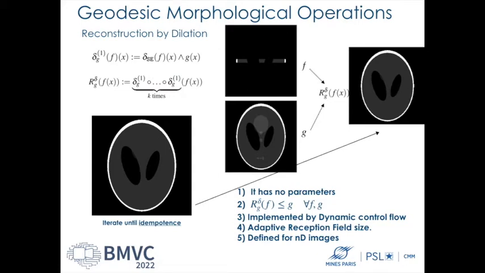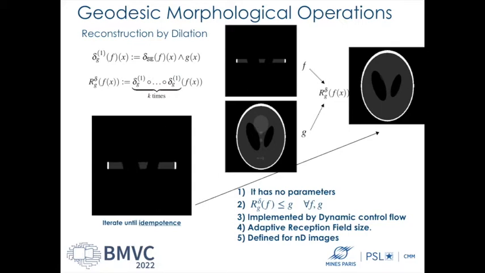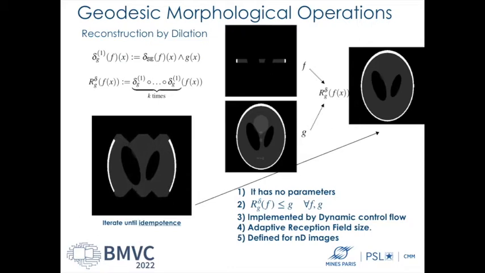This operator has a nice geometrical interpretation. We have as output some of the components of G, the components that are touched by F. So we clearly preserve the contour of the image G. That can be implemented in deep learning code such as PyTorch or TensorFlow by a dynamic control flow, and the definition is pretty general because it can be applied to 1D, 2D, 3D images in general.